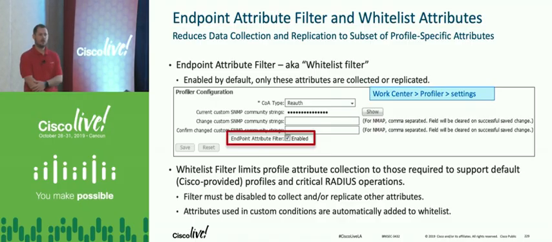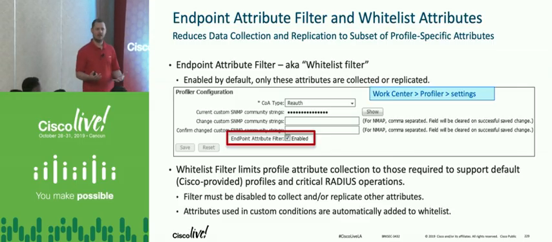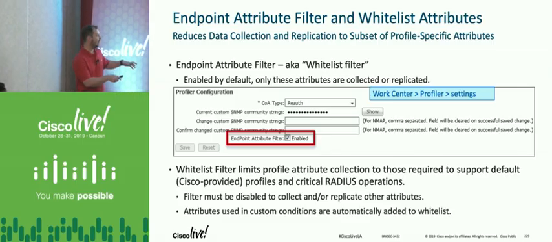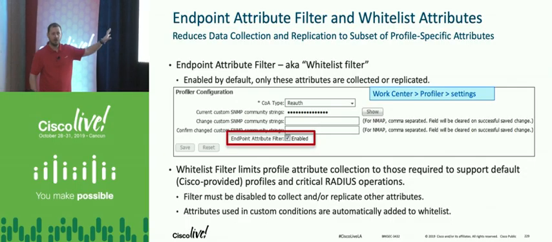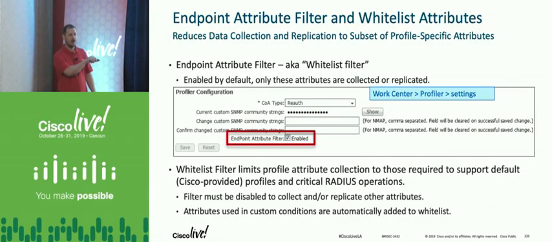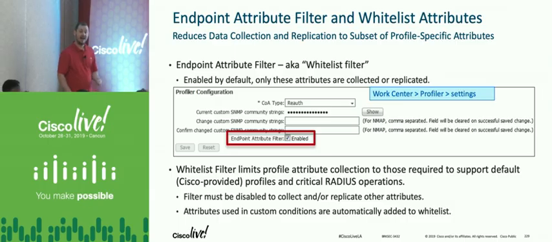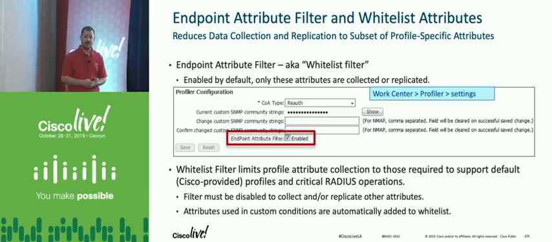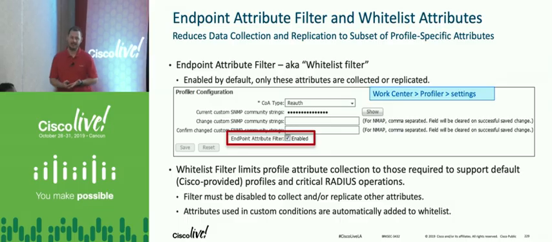Now, a few best practices. We love to have these little check boxes in the UI and never have a really good description behind it. If you've ever been into Profiling Work Center, or gone to administrative settings and profiling, you'll see this little endpoint attribute filter. Now, by default, in new deployments, it's checked. Hopefully no one unchecked it. Why? Because we're going to talk about what that actually does.